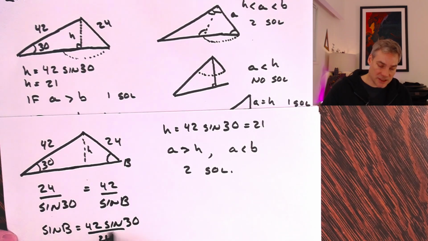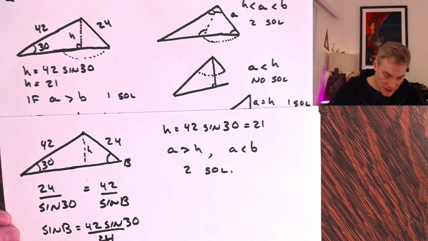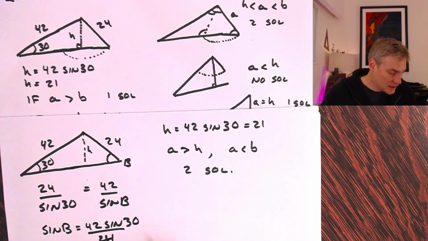So we already determined that this was a half. So a half divided by 24, it's just going to be a really small number. So B is going to be the arc sine of, and then I'm going to throw all these numbers in. So 42 divided by 24 times sine of 30, we get 0.875. And then we calculate for that.